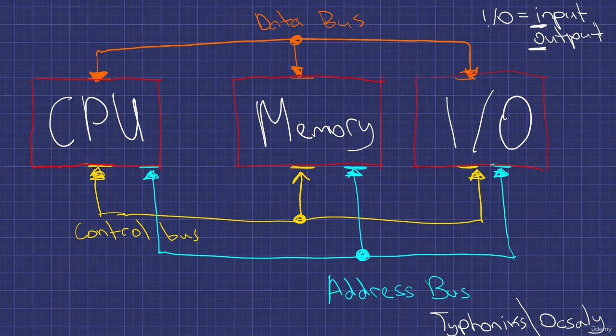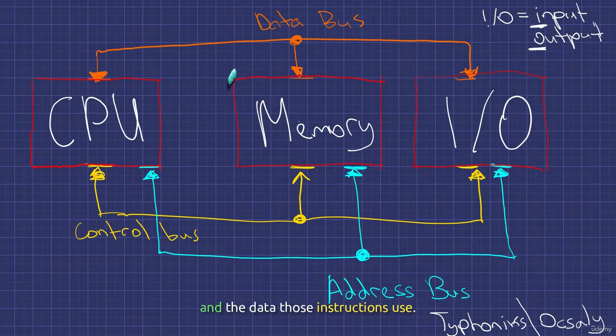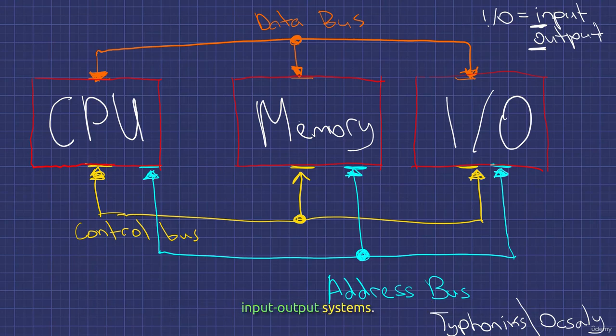Memory. Memory stores both the instructions that the CPU executes and the data those instructions use. It acts as a bridge, making information easily accessible to both the CPU and input-output systems. Now, this is where your program lives when it's running.